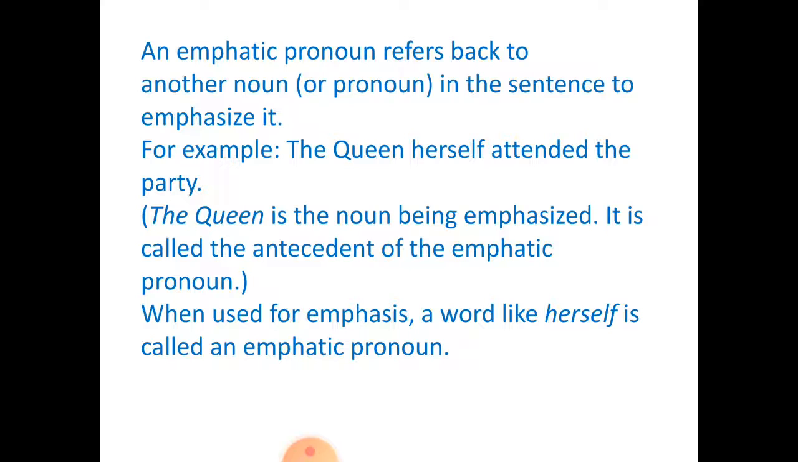So, when used for emphasis, a word like herself is called an emphatic pronoun. So, what is the emphatic pronoun here? It is the word herself. So, herself is the emphatic pronoun. And what is being emphasized? The queen. So, the word queen is known as the antecedent of the emphatic pronoun.